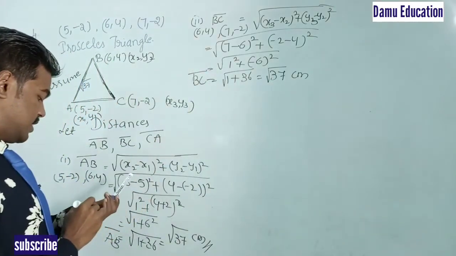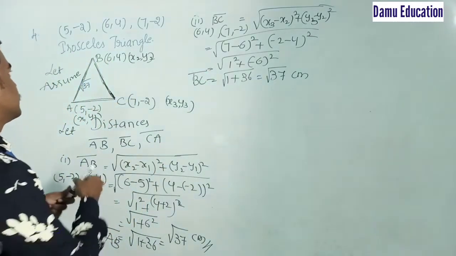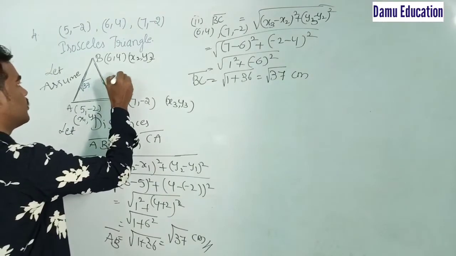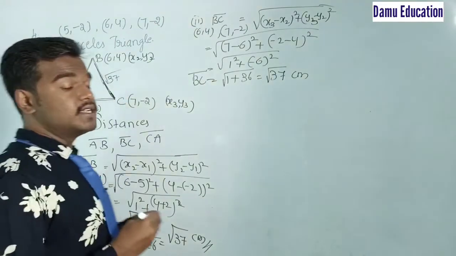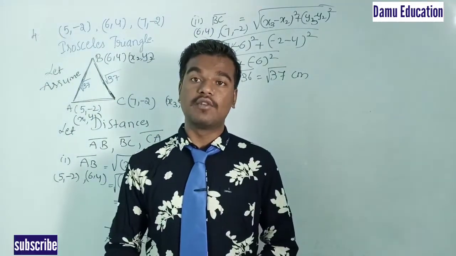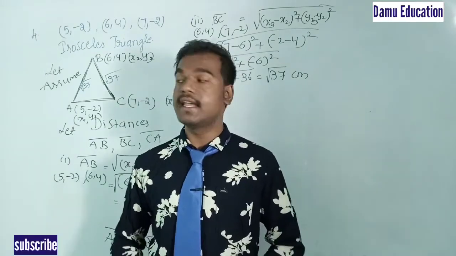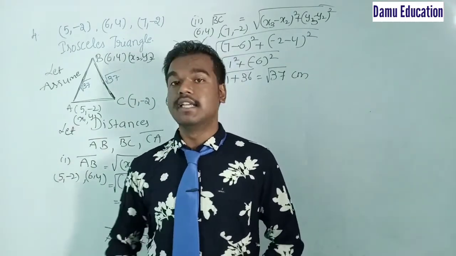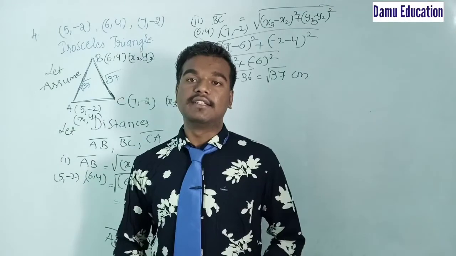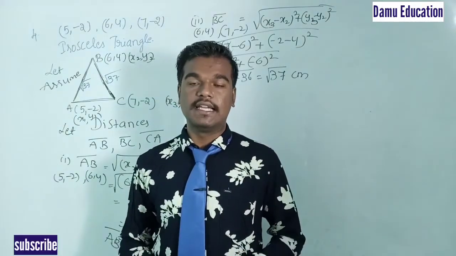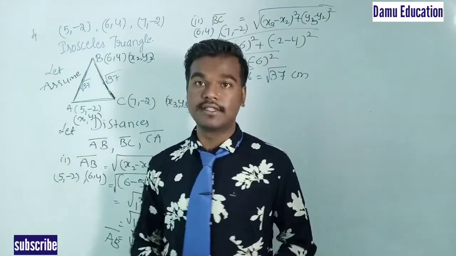So BC is the square root of 37. So already we got two sides equal to each other. We know that in the given triangle ABC, the vertices are forming an isosceles triangle. Anyway, we can calculate the other side also.